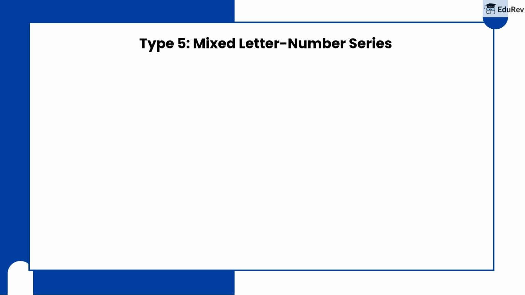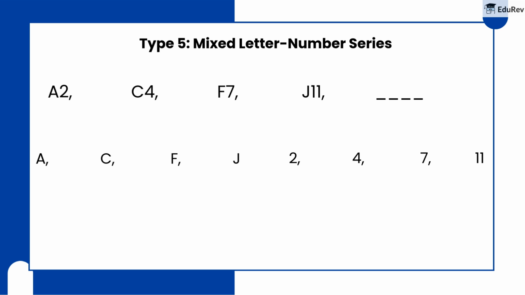Type 5. Mixed letter number series. Series is A2, C4, F7, J11, blank. We have to fill in the letter and the number. Think. Here's the breakdown. This is a mixed series with two independent tracks running in parallel, a letter track and a number track. We just need to solve them separately.